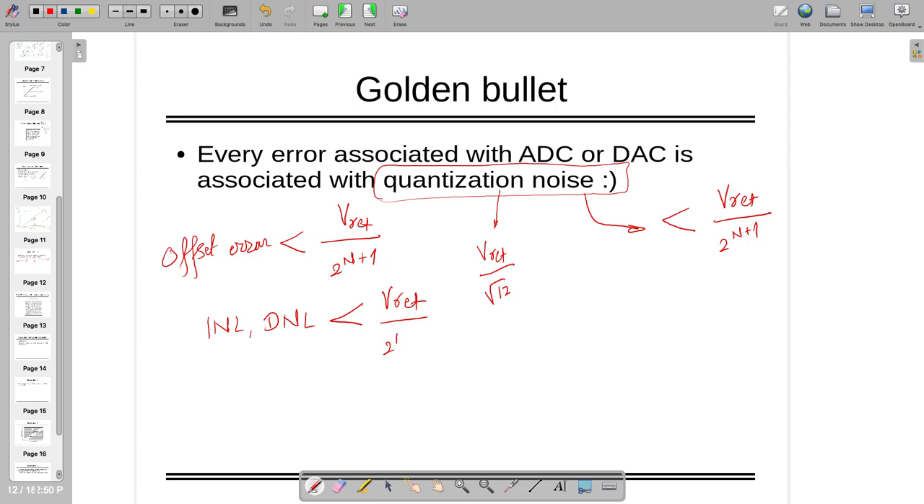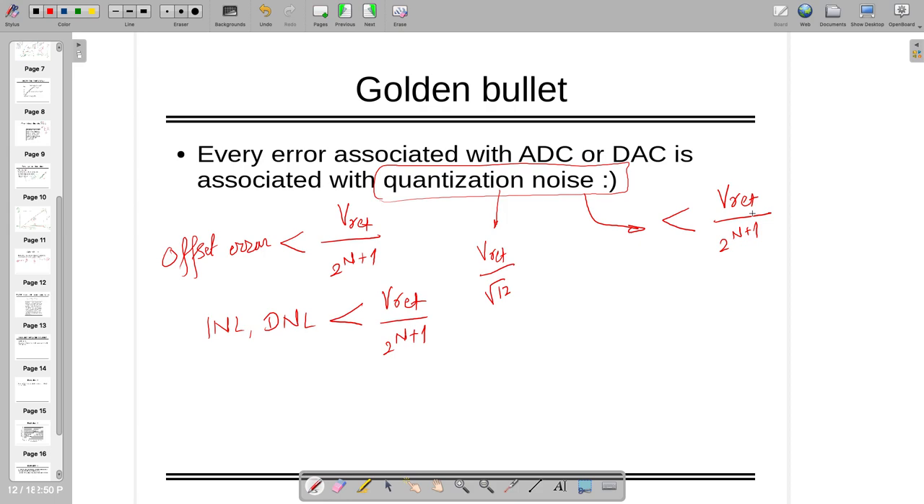V ref by 2 raised to n plus 1. So anything which is available can be budgeted with respect to quantization noise within the small box, which is one LSB box. These are the only Brahmastra in ADC and DAC. Everything has to be within this range. If it is within this range, your design is safe. You will not see any missing code or wrong results. Your results will always be correct.